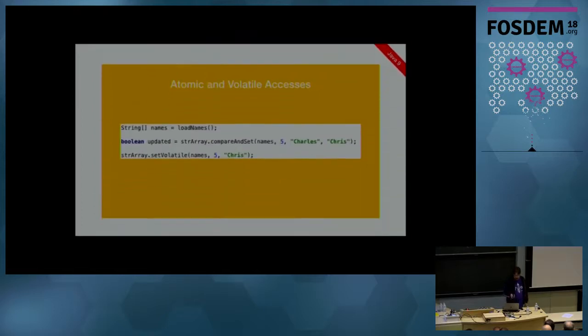Now, here's where we have the atomic access. So here is just doing a set volatile. There are all the different types of accesses in the memory model available in the var handle API, including a few that normally are not even part of the Java language itself. They can be used in other ways.